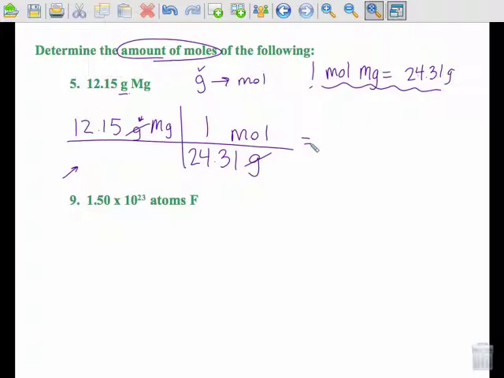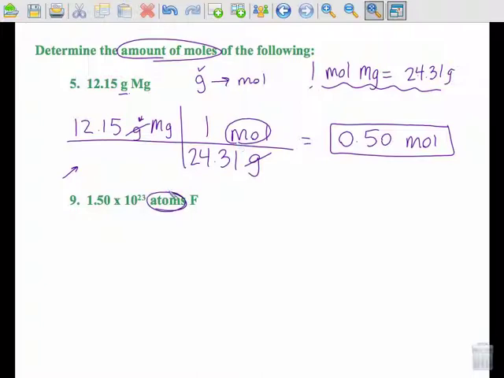Now here, since we have 12.15 over 24.31, the math I'm going to do here is division. So I'm going to divide 12.15 divided by 24.31, and I get 0.5 moles. Again, I know that's my unit based on the problem and based on the fact that moles is the only thing left uncanceled out. Now the bottom problem, number 9, is a slightly different conversion factor.